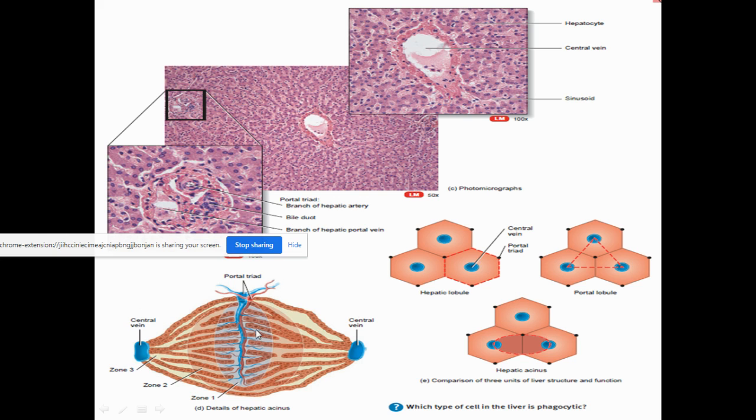It is mostly happening in zone 1. Also, the toxic products which come along with the hepatic portal vein affect this particular zone. So toxic effects are also experienced by this layer. Degeneration is also experienced by this layer, and regeneration capacity is also more in this layer.